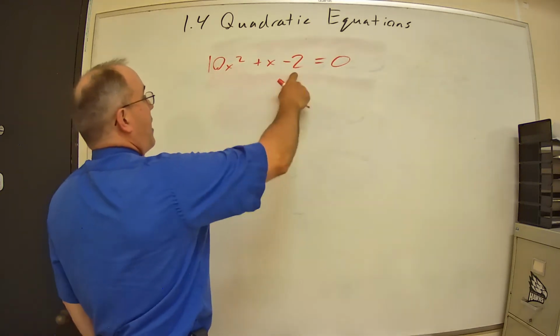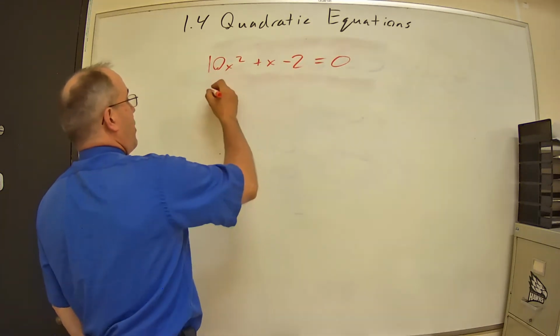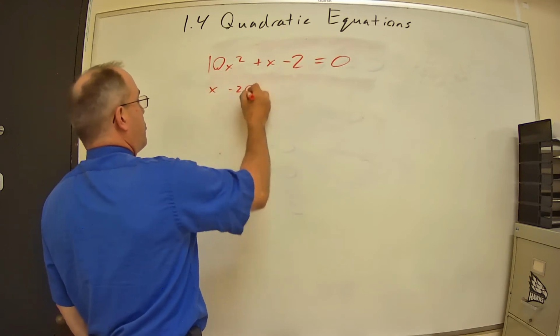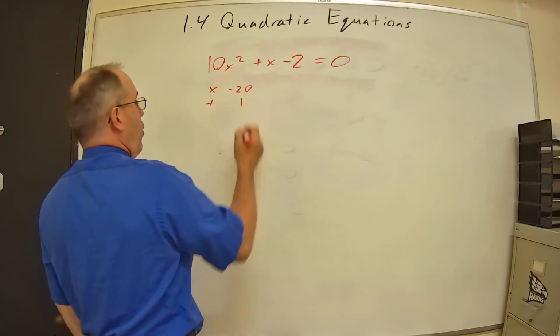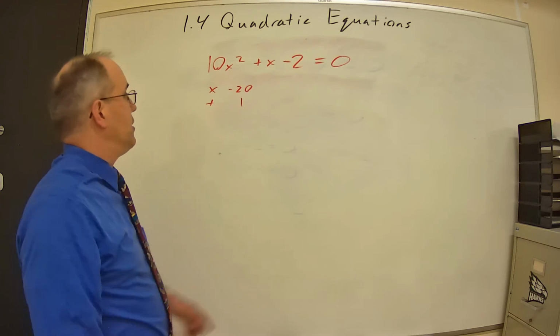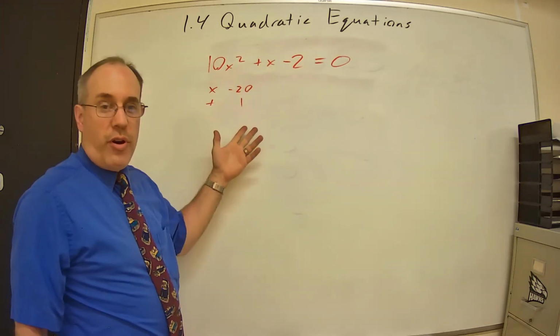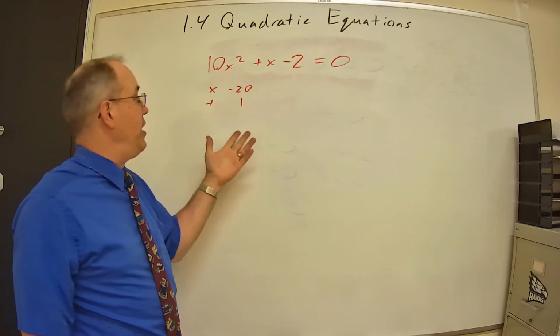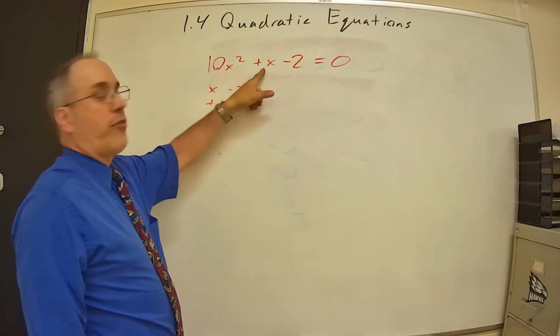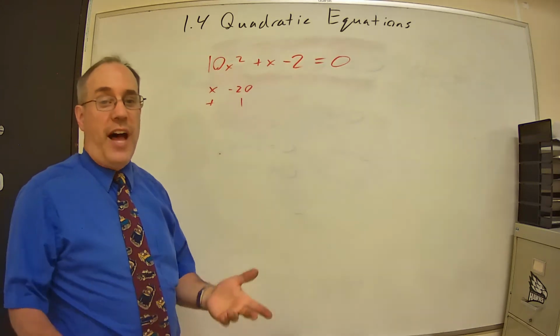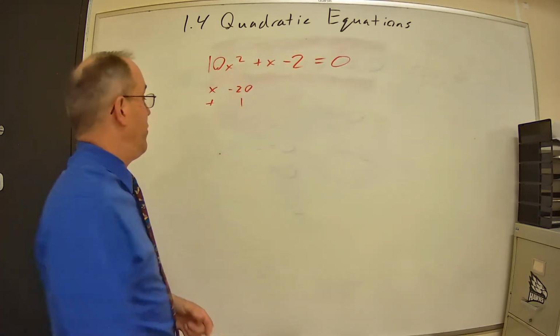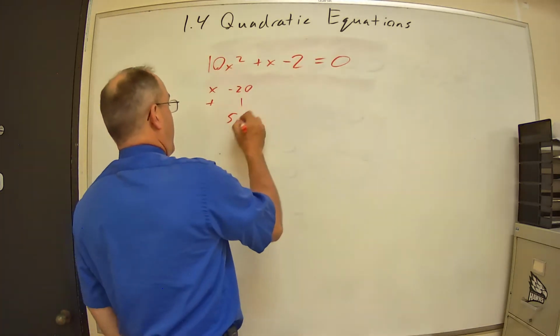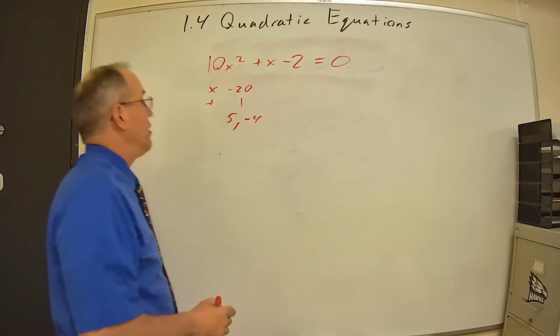All right, so 10 times negative 2 is negative 20, so I want two numbers that multiply to negative 20 and add to 1. That should be pretty straightforward. 5 and 4 will multiply to 20. And if I'm going for positive 1, then we're going to make the 5 positive and the 4 negative. So 5 and negative 4.